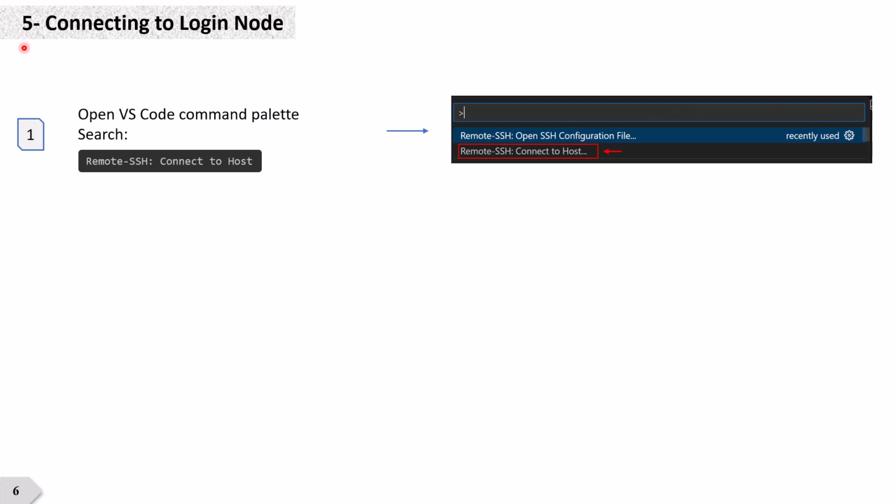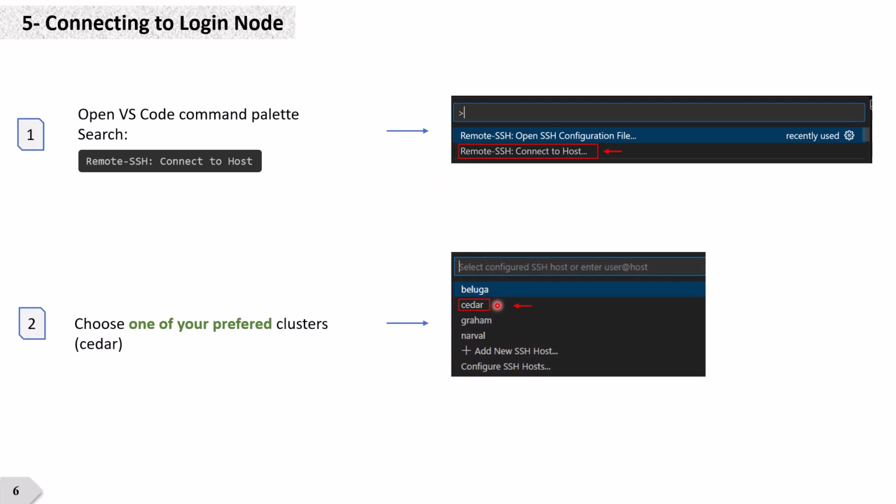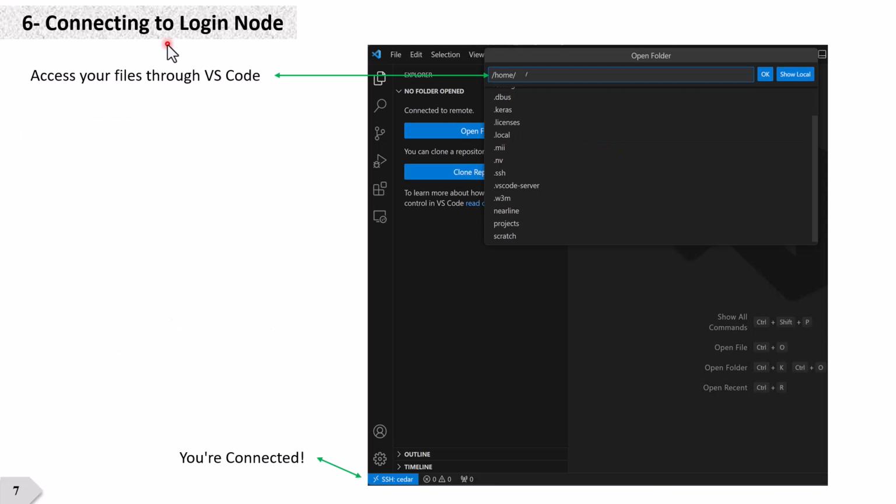Now finally, we can connect VS Code to our host using the Remote SSH function. We select the Connect to Host option, choose the Cedar host configuration we defined earlier, and VS Code will open an SSH session to our Cedar login node. So at this point, our VS Code editor now has a live SSH connection established directly into Cedar.